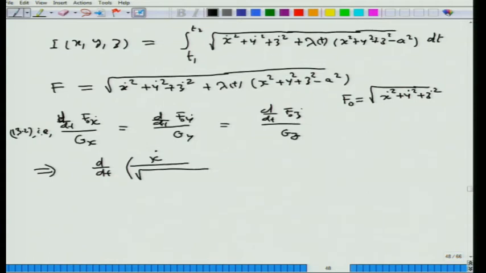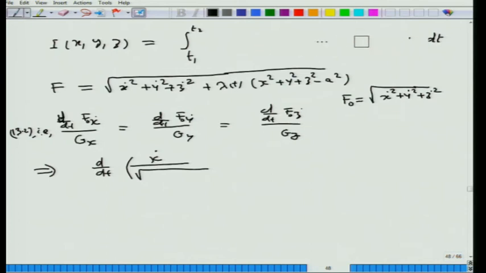Sorry, this should not have been like this. You have to correct this. It should be square root x dot square plus y dot square plus z dot square plus lambda t of this. Square root is only up to here, that is x square plus y square plus z square minus a square.